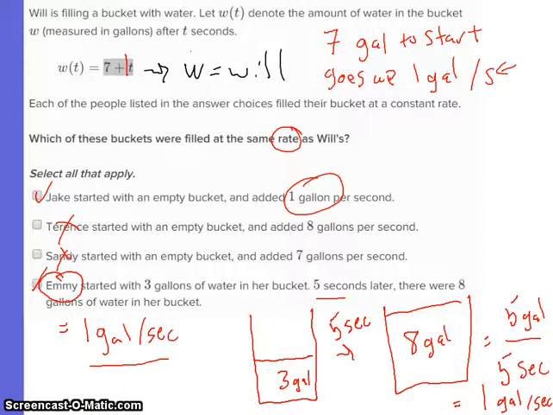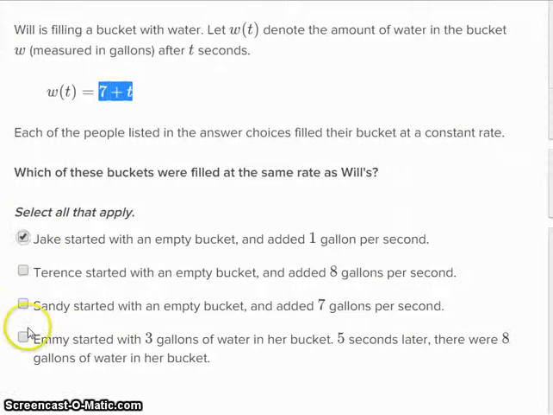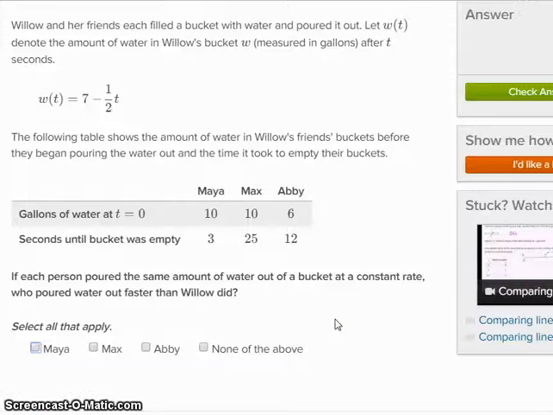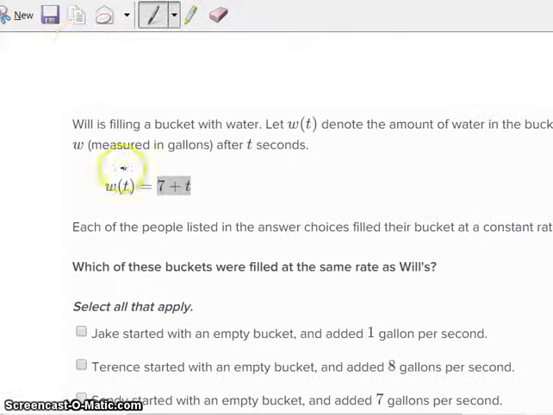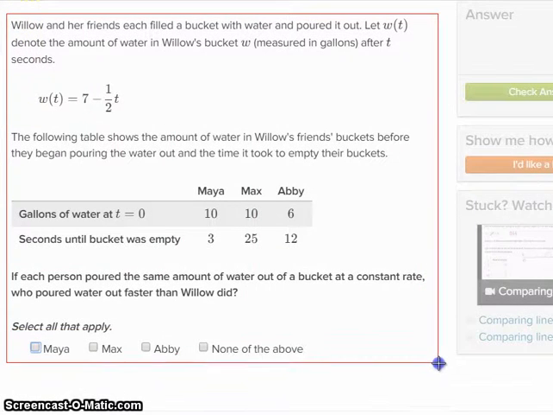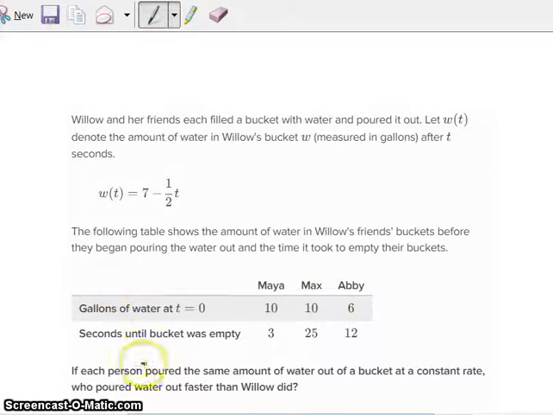All right, I think we have time for one more example like that. So I'm going to select Jake, I'm going to select Emmy. All right, Willow and her friends. So I'm going to look at this equation. I'm going to figure out what the rate of the equation is, and then I'm going to pick the ones that match that rate. Okay, good. Somebody's already answered this one, so you can be an expert.